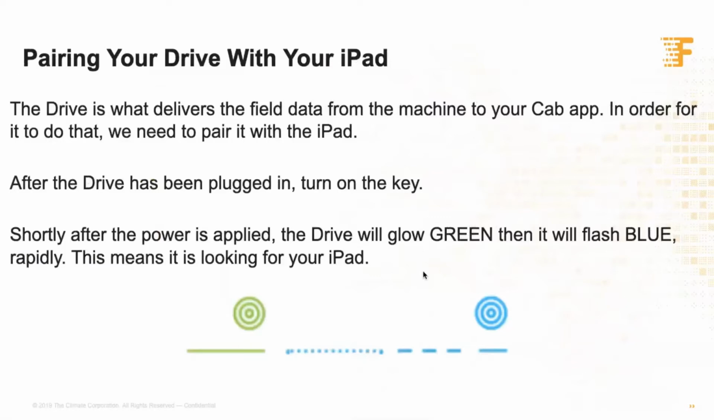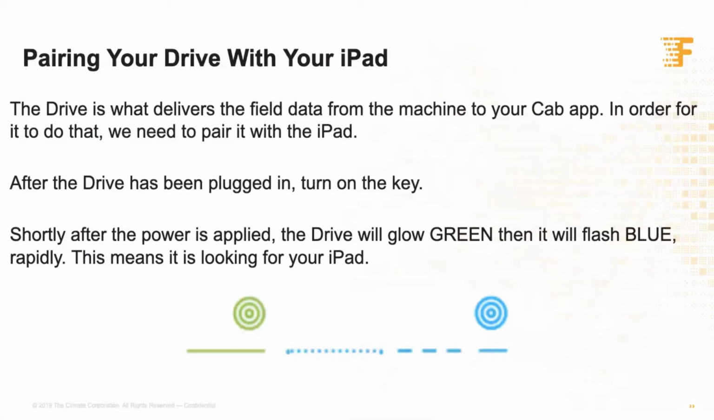So once we're connected, we have our drive with our adapter cable connected in the machine. We've assessed that it's compatible. We're good to go. We actually need to start pairing that with our iPad. That drive needs to be connected to our iPad now, so it can stream that information. The drive is, I like to call it, the vessel, the boat, if you will, of carrying the data over to your cab app. So it takes all those CAN messages and converts them into DAT files for that cab app to be able to read and make a map.